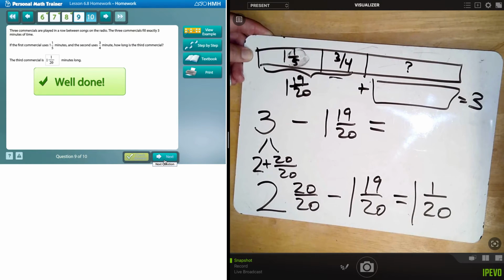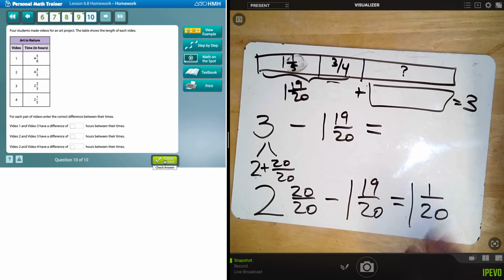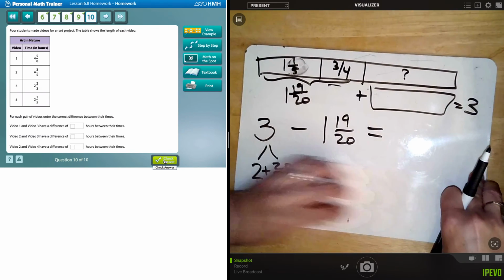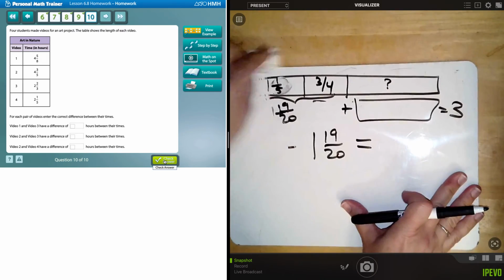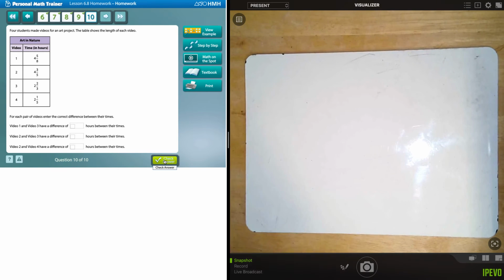Phew. For me, drawing a picture really helps. And our last question. Oh, a table. Lovely. So let's take a look at what information they're giving us and what information we have to find out. It says 4 students made videos for an art project. The table shows the length of each video. For each pair of videos, enter the correct difference between their times. Video 1 and 3 have a difference of blank hours between their times.